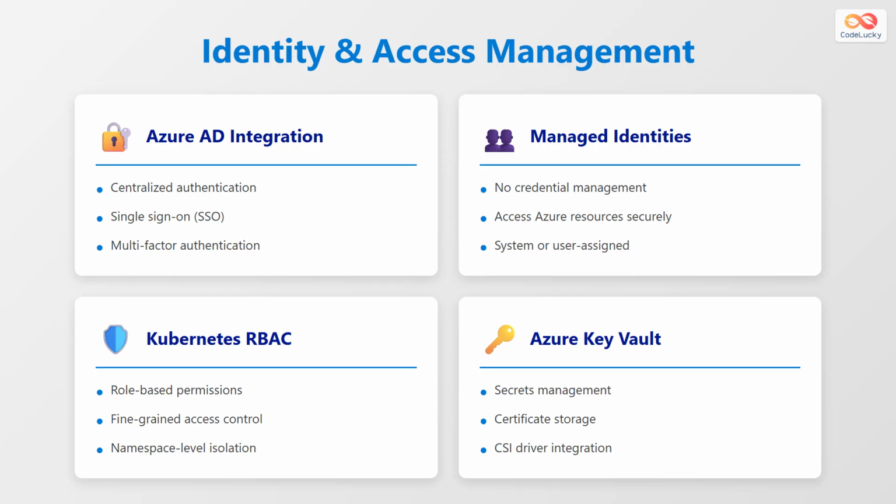Kubernetes Role-Based Access Control, or RBAC, provides fine-grained permissions within the cluster. You can define roles and assign them to users or groups, enabling namespace-level isolation and precise control over who can do what. Azure Key Vault integration allows you to store and manage secrets, certificates, and keys securely. Using the Container Storage Interface driver, your applications can access these secrets without hard-coding sensitive information.